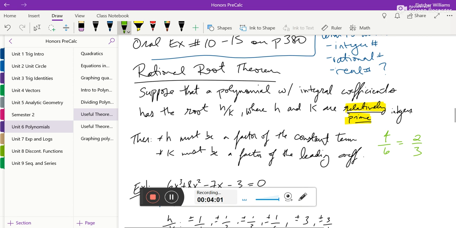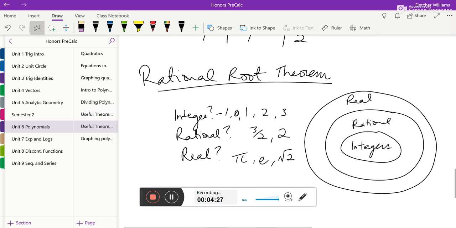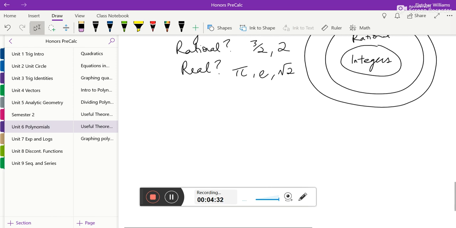Okay. So suppose that polynomial has the root h over k, this rational root. Well, we know that h must be a factor of the constant term, and k must be a factor of the leading coefficient. So I have some examples that can help you see this. You may want to pause now so you can write down the whole theorem. But I do want to show you some examples of this, so that you can process what the theorem is saying. So let's have a look.